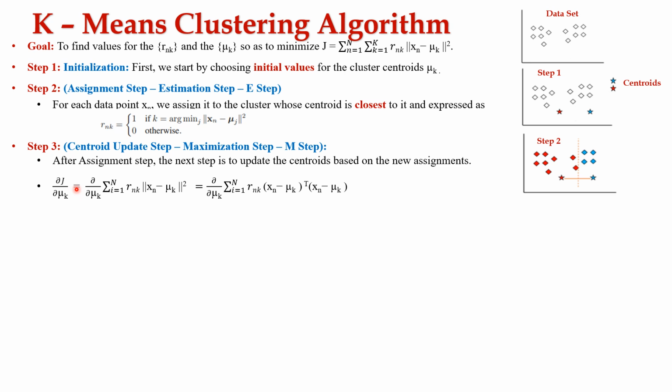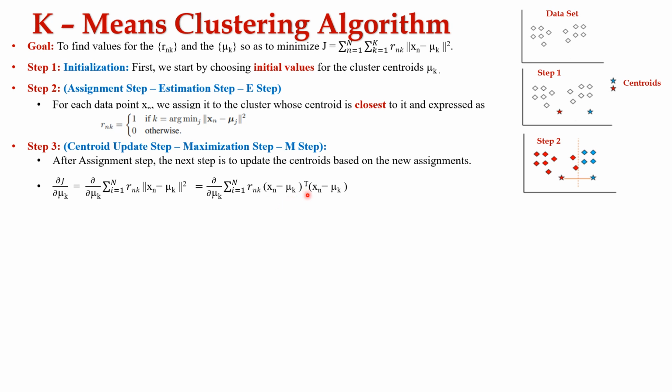Therefore, dou J by dou mu k is equal to dou by dou mu k of summation of n equals 1 to N r_nk absolute of xn minus mu k, the whole square. So this can be simplified as dou by dou mu k of summation of n equals 1 to N r_nk times xn minus mu k transpose times xn minus mu k. So this expression is equivalent to summing the square difference of the individual components of vectors xn and mu k.